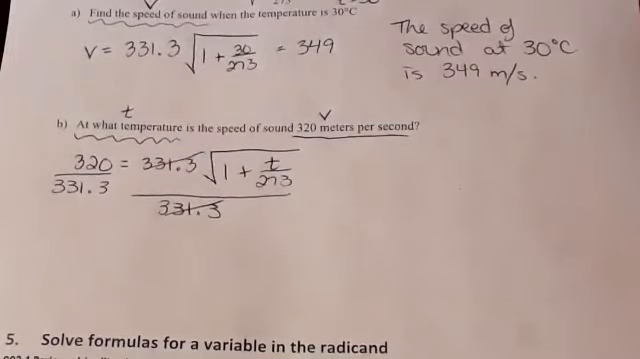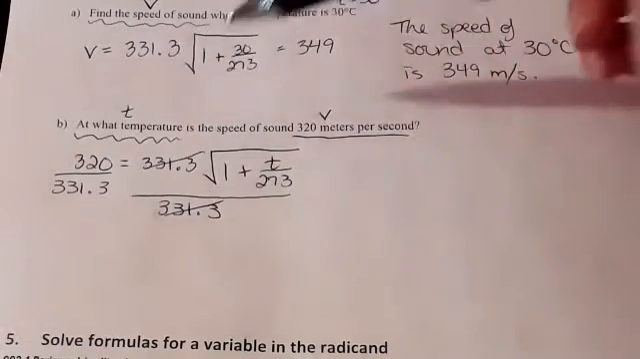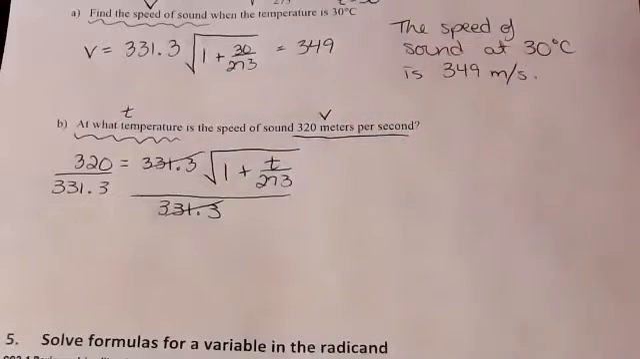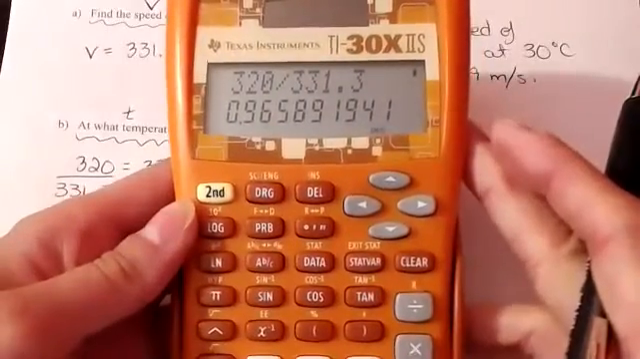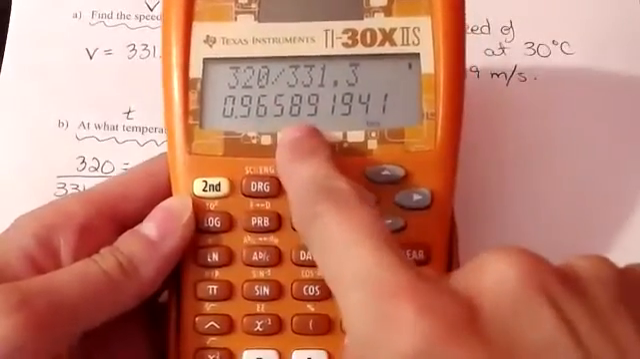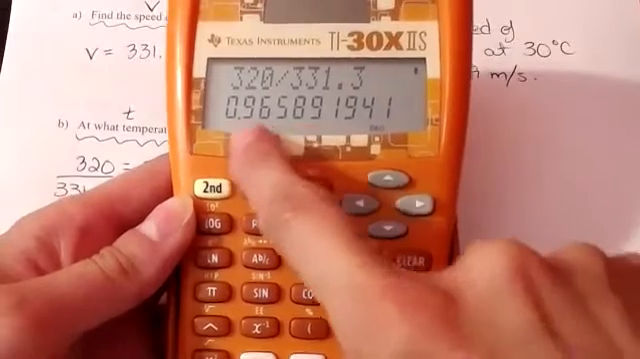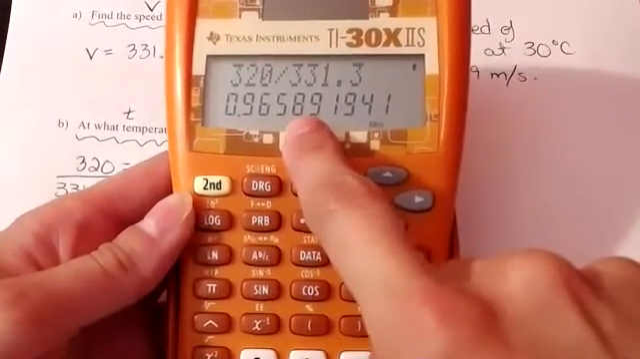Let's punch this into our calculators. 320 divided by 331.3. Okay, and it gives me a pretty crazy answer. And I actually think this is okay because we're looking for the temperature, which can be a decimal. Here's my advice to you. I don't want you to have a ton of rounding error. So when I see this in my calculator, I'm probably going to write out 4 places after the decimal, believe it or not.